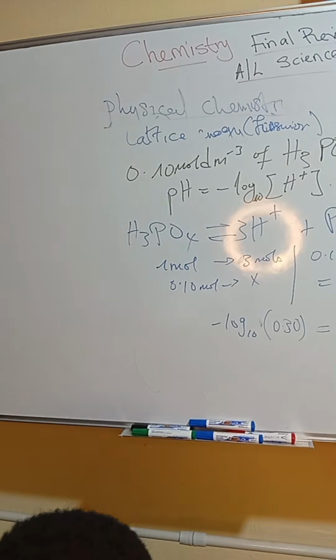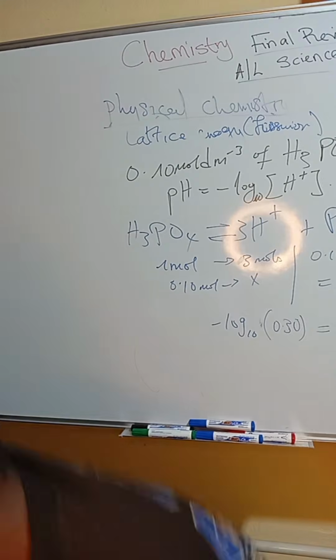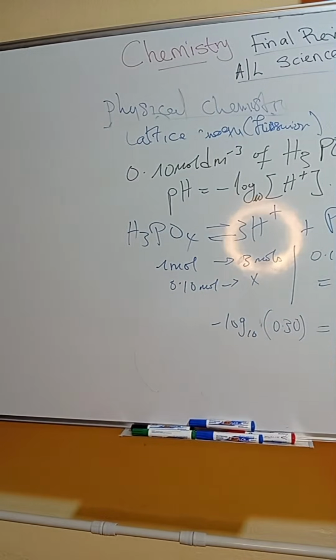The next question says a solution of 0.01 mole per dm cube of benzoic acid of Ka this. So we are also to determine the pH. In this case, I've given you the Ka. So following what Prof did on the board, you are still supposed to come out with an equation. And you already know what we need to do to have that equation.